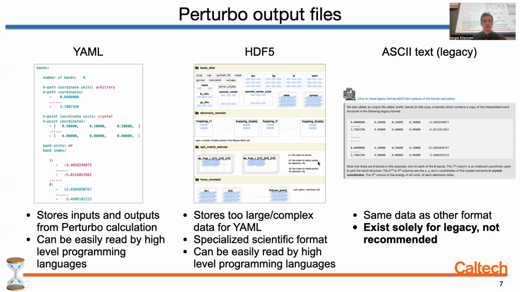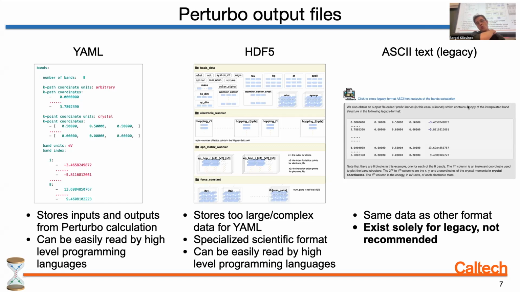In cases where you have a very complicated set of information, for example, for the APR files, we use the HDF5 format, which is a specialized scientific format that can also be read from different languages such as Fortran, Julia, Python, and anything else as well. Also, we have some ASCII files. Mainly, they are supplementary input files and temporary files which Perturbo uses.